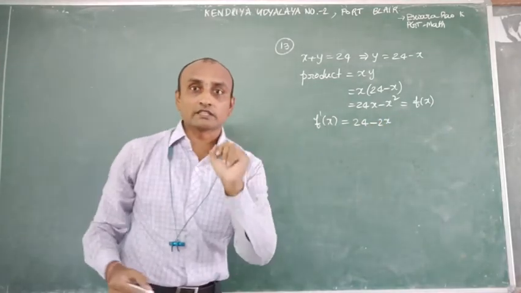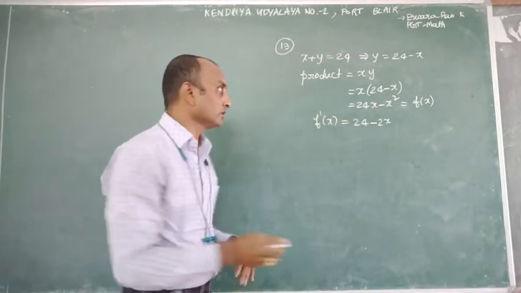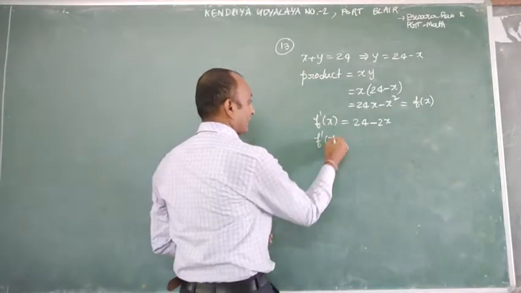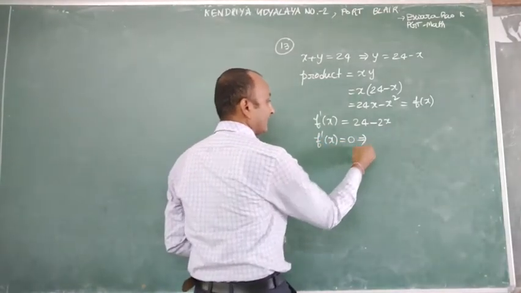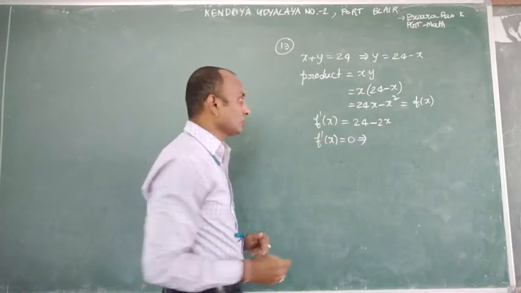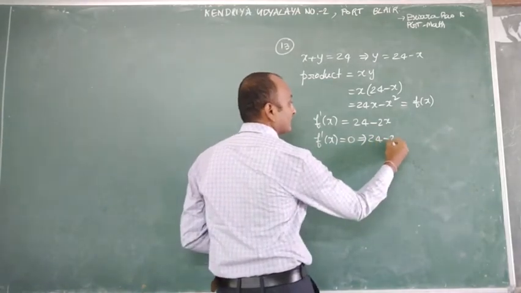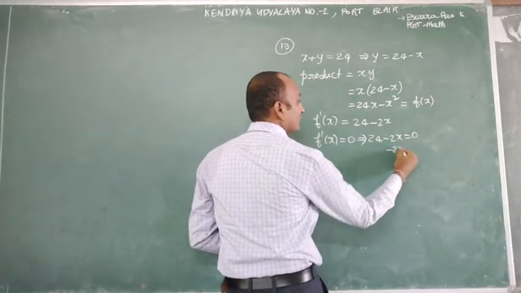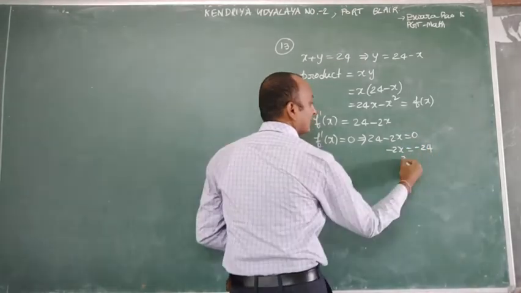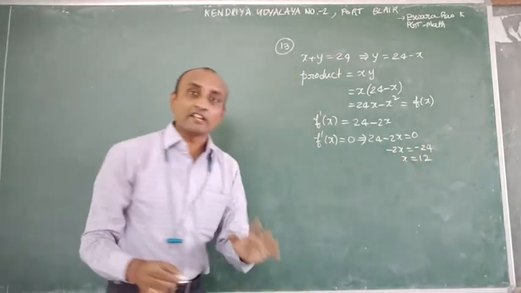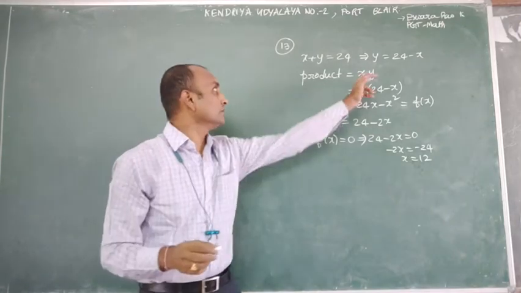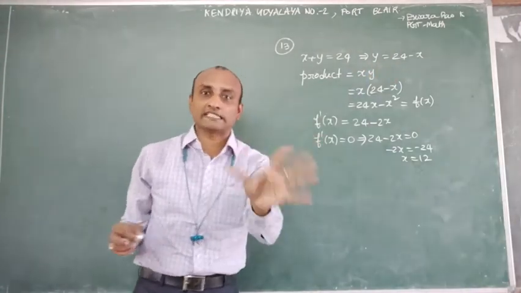Now the first derivative test is telling that f dash of x is equal to 0. So if I take f dash of x is equal to 0, I get 24 minus 2x is equal to 0, minus 2x is equal to minus 24, x is equal to 12. So the value of x we got is 12. So that y value will be 24 minus 12, 12. So we got the x and y values.